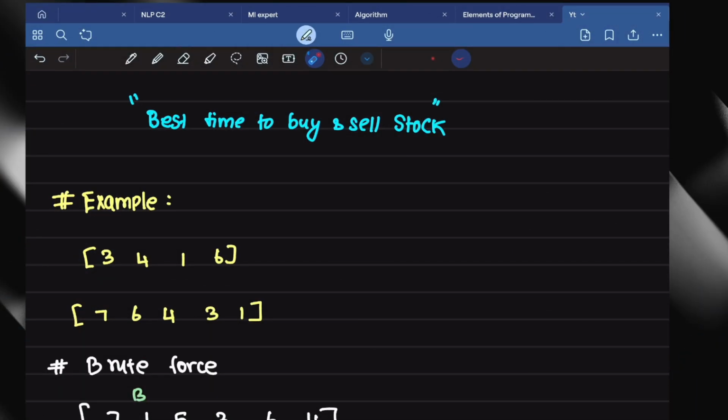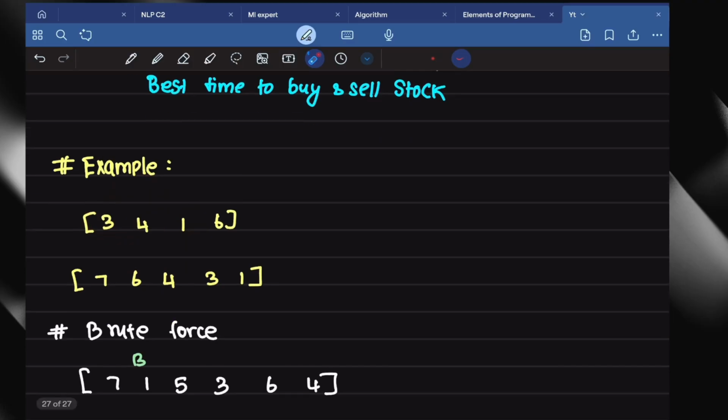Okay, so today we're going to see the best time to buy and sell stock problem, right? What the question asks you to do is find the best day to buy the stock and sell the stock so that your profit will be maximized. The question is very simple.